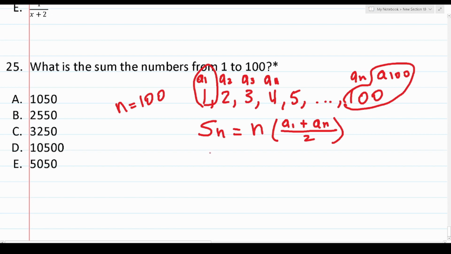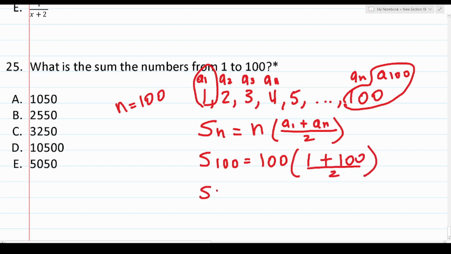So this is sum of the first 100 terms equals 100 times the first term, which is 1, plus the last term, which is 100, divided by 2. Let's keep working this out. Sum of the first 100 terms equals 100, and this becomes 1 plus 100, which is 101 divided by 2. I'm going to work that out for you in case you can't do it mentally.